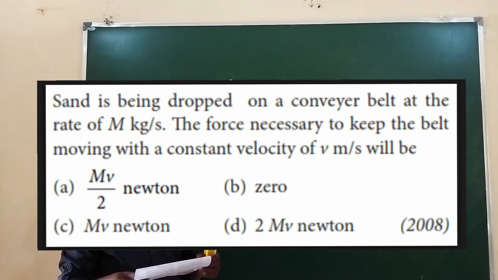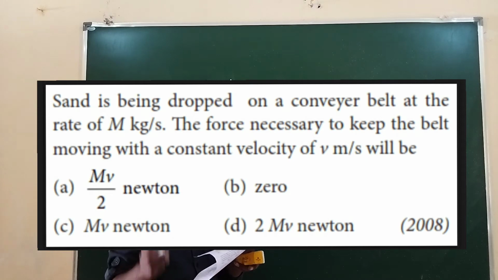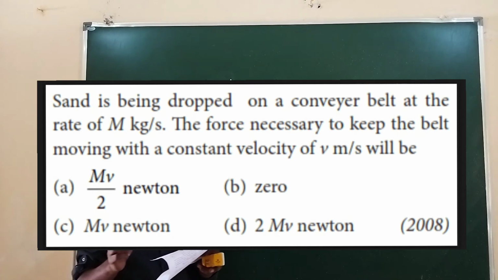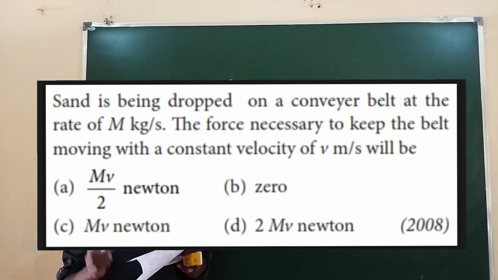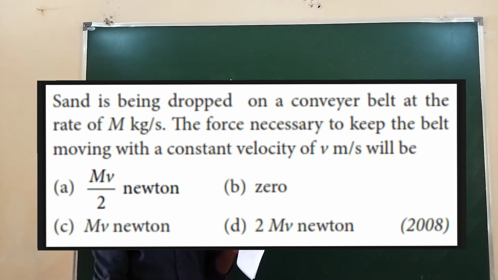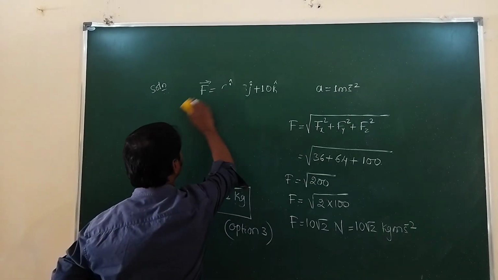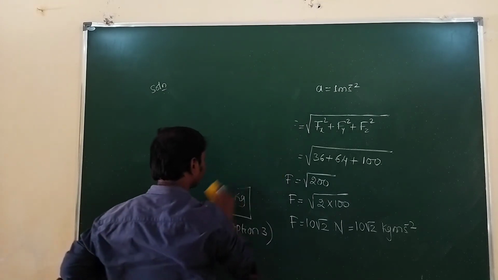Sand is being dropped on a conveyor belt at the rate of m kg per second. The force necessary to keep the belt moving with a constant velocity of v meter per second will be. What we have to find here? We have to find force. Here what is constant? Velocity is constant, but which is varying? Mass is varying with respect to time.